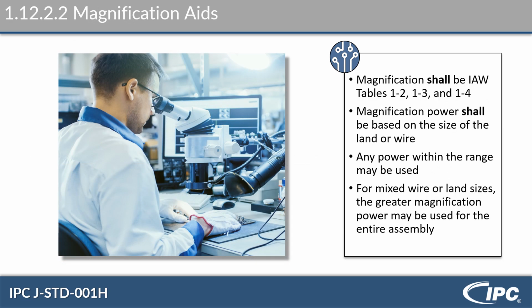Magnification aids, eye loupes or microscopes, shall be in accordance with tables 1-2, 1-3, and 1-4. Magnification power shall be based on the size of the land or wire. Land is the little metal bits on the board where you solder the components, which are the loose metal bits, onto the board. Any power within range may be used. For mixed wire or land sizes, the greater magnification may be used for the entire assembly.